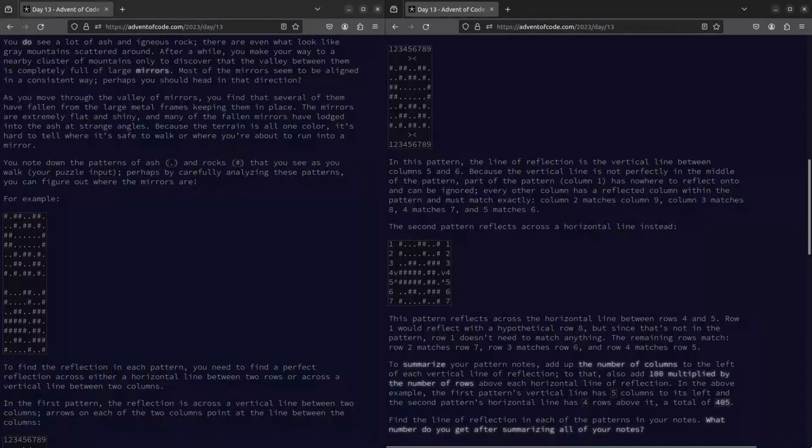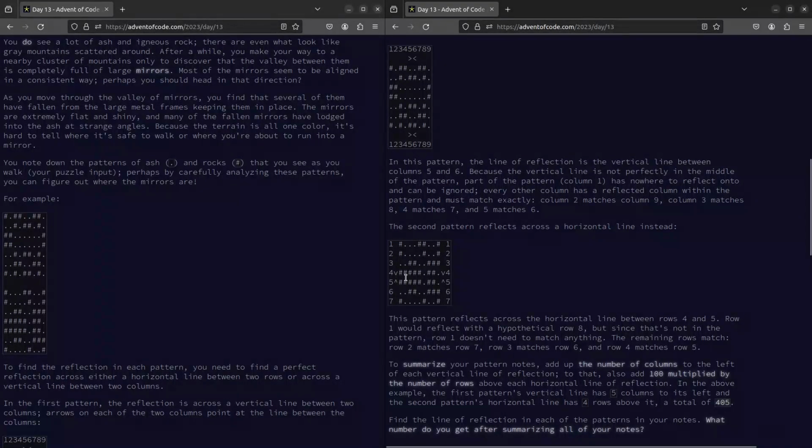Because the vertical line is not perfectly in the middle of the pattern, part of the pattern, in this case column 1, has nowhere to reflect onto and can be ignored. Every other column has a reflected column within the pattern and must match exactly. Column 2 matches column 9, column 3 matches 8, 4 matches 7, and 5 matches 6.